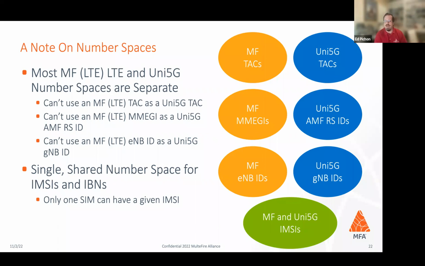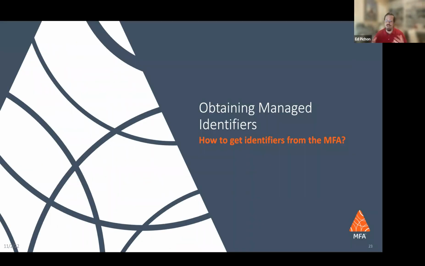Why do we need to manage identifiers? What are the identifiers that we're managing? And now we get to the process of how you actually do it. How do you get identifiers from the Multefire Alliance, or the MFA? I'm sorry, it's not MFA. It's no longer the Multefire Alliance.